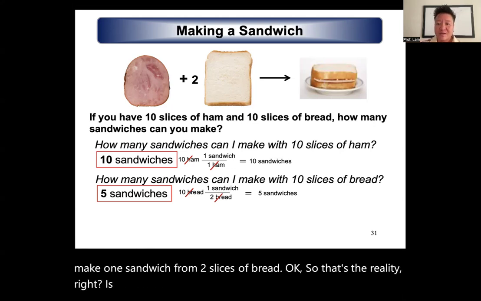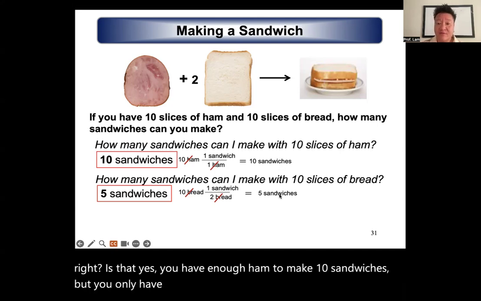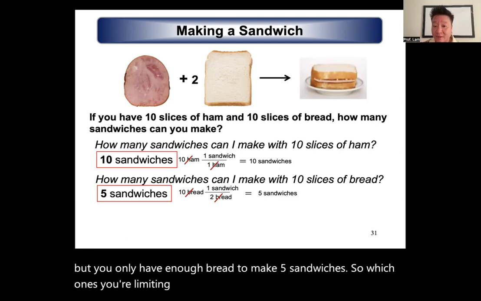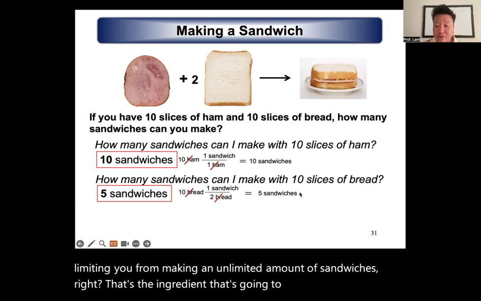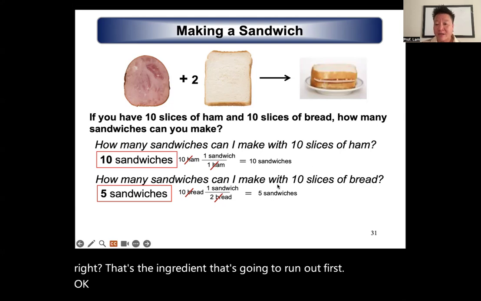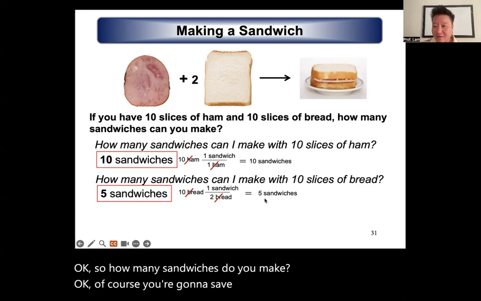Yes, you have enough ham to make 10 sandwiches, but you only have enough bread to make 5 sandwiches. So which one's your limiting reactant? It's the bread, right? That's what's limiting you from making an unlimited amount of sandwiches, right? That's the ingredient that's going to run out first, okay? So how many sandwiches do you make? Okay, of course, you're going to say 5, right? You're going to pick the lower number.